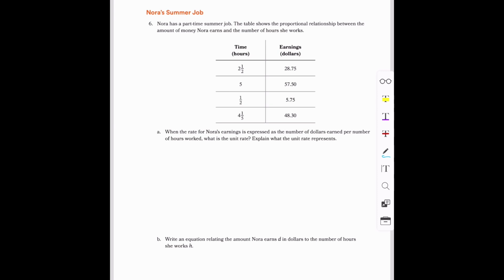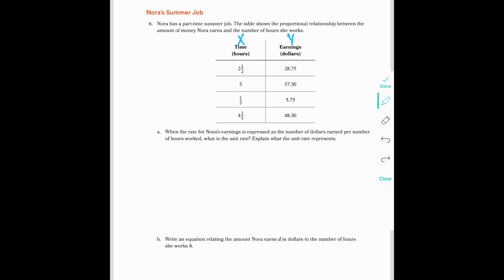Okay, so if we're just looking at the table before we even look at what they're asking us, we have to determine what is X and what is Y, what is independent, what is dependent. So in this scenario, she has a job, right? So most likely her hours or the time would be X, because if she does not work, she does not get paid. So that means the money she gets paid is dependent upon how many hours she works, which is how I define it as X and Y. Okay.